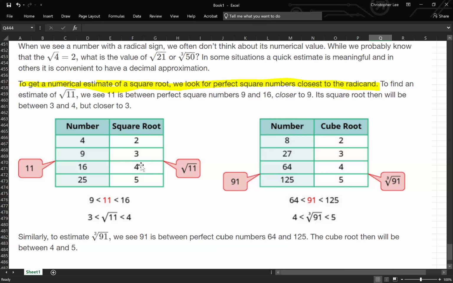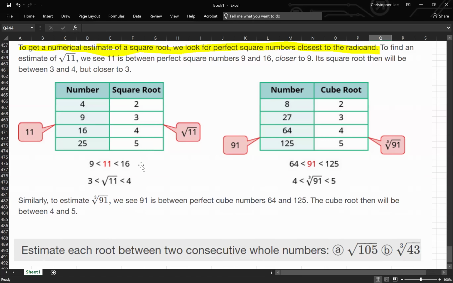That's the point. Same thing with, let's say, the cube root of 91. We know that our perfect cube, 4 to the third power, is 64, and 5 to the third power is 125. 91 is in between the two of those, so we know that the cube root of 91 is somewhere between 4 and 5. We don't know exactly what it is, but we know the answer is 4 point something. And that's it. We're just estimating roots.